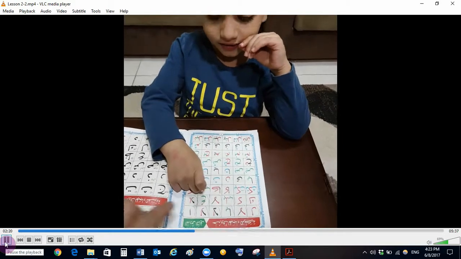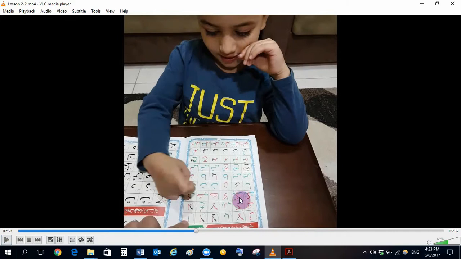So he is hesitant here. He didn't recognize the alif. So I asked him, what is the black letter here in the list? We agreed it is the alif. He said alif. So he recalled that this is alif.